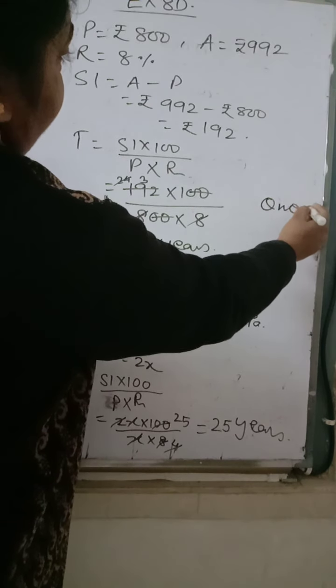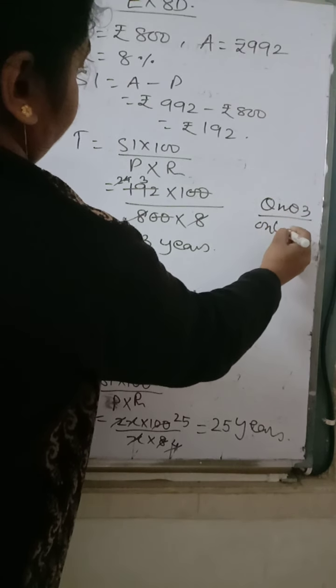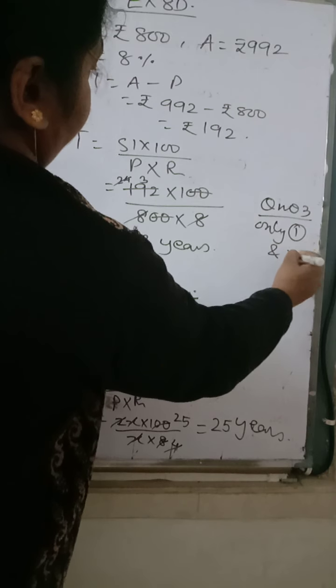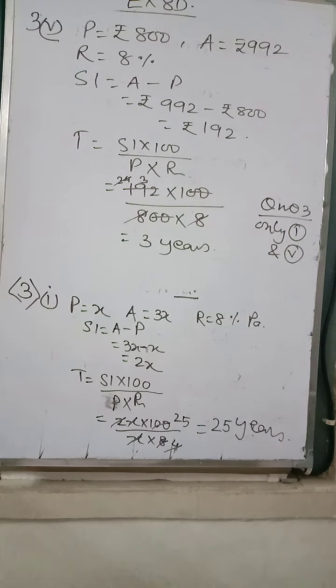Question number 3, only 1 and 5 you have to solve, not more, because only these two have complete years. Now question number 4 and 5 we don't need to do, because again the times are in fractions. Number 4 is in 6 months, and in number 5 you can see the money becomes 1.5 times in 2.5 years. So we are not going to solve it.